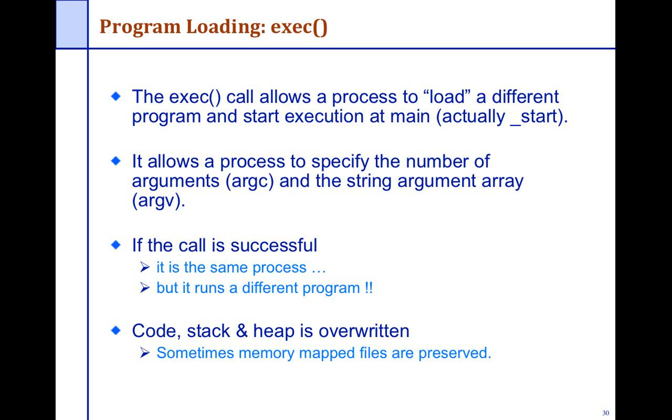The exec call allows the process to load a different program and start executing at main. So it essentially overlays the parent with the child. It allows the process to specify arguments also, similar to your fork call, in order to specify what you want to start up. And if the call is successful, then the current process is dead and the new one has started to run exactly at the point at which this one finished. But it could possibly run a different program, right? In fact, it's not run.